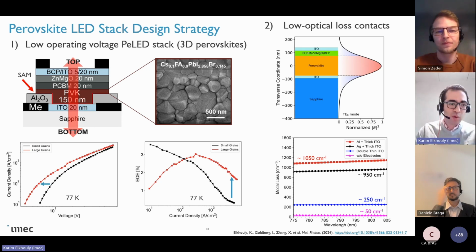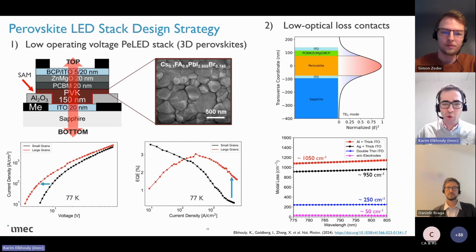So we used here a stack with a 150 nanometer Perovskite active layer, PCBM and zinc oxide, these are transport layers to inject the carriers, and ITO electrodes on top and bottom. I will explain this a bit later. So the first thing we observed is that it depends on the way of making the Perovskite. We went here for a large grain device, which means we have few hundreds of nanometers compared to few tens in typical LEDs.